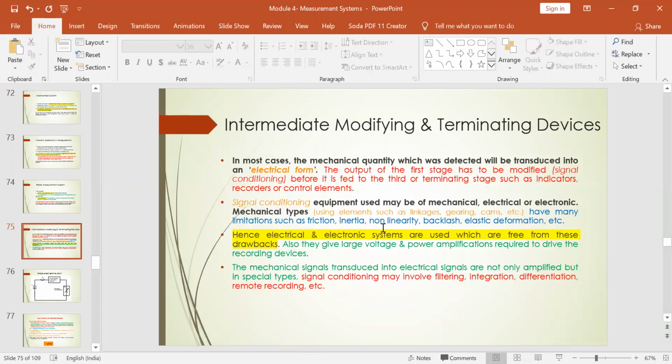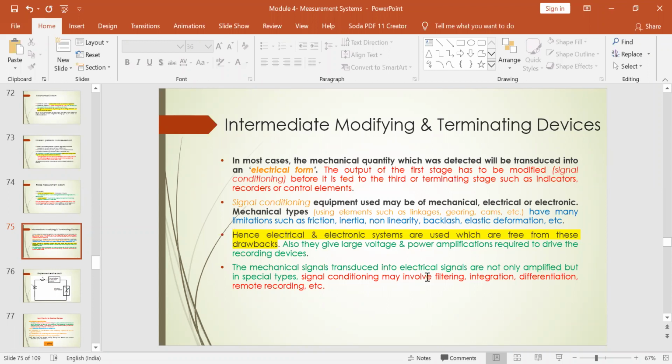So we use electrical and electronic systems in order to overcome these drawbacks, but these systems are associated with some other factors because they need large amounts of voltage and power amplification in order to drive their recording devices. So the mechanical signals transduced into electrical signals are not only amplified but conditioned in special ways. Usually the work is that the mechanical signals are sensed and converted into electrical signals.